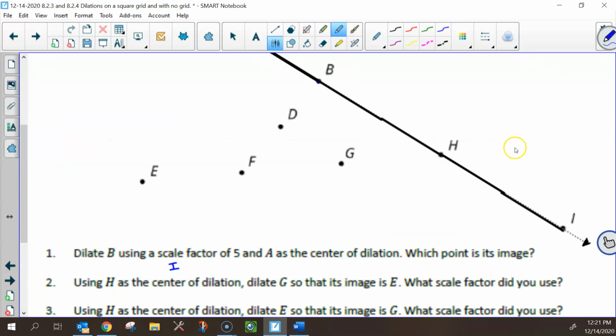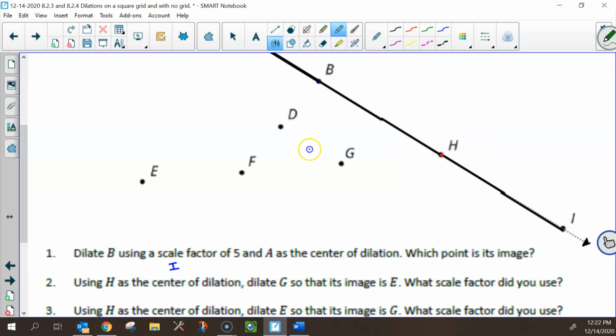All right, let's continue. Using H as the center of dilation, dilate G so that its image is E. What is the scale factor? Before it gave us a scale factor and we use it to identify a point. This time we're working backwards. We're given the center, which is H, so I'm going to go ahead and mark that one again. Here's H, that's the center.